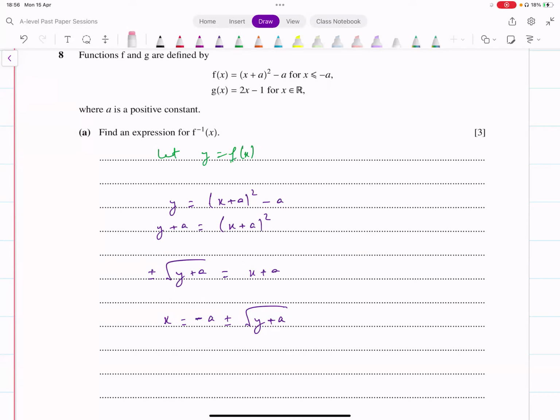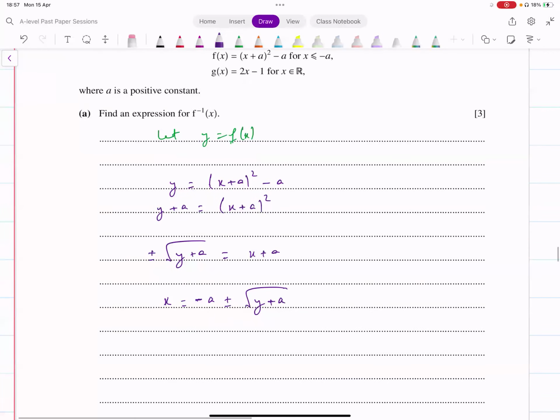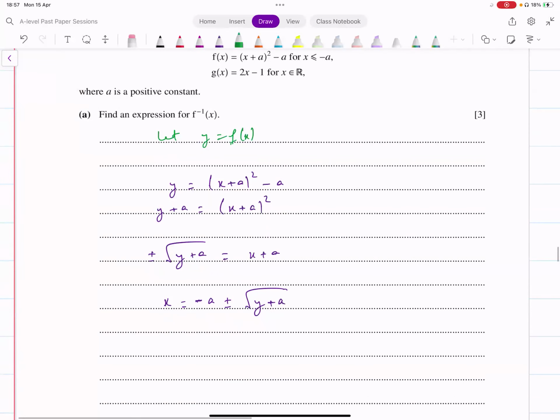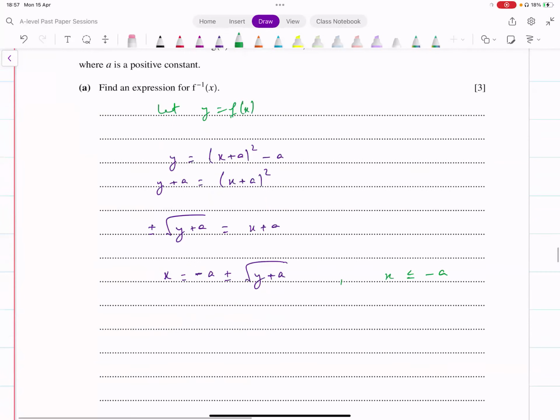So let's check my working again. X plus a whole squared minus a. This had the domain given here. It becomes y plus a. And yeah, so that's what you have, minus a here. Now, what's the domain that's given? The domain is x less than or equal to minus a. That's the domain that is given in the function.